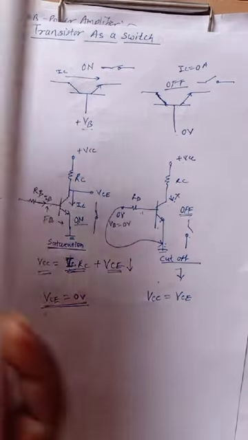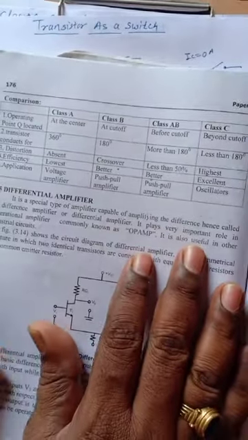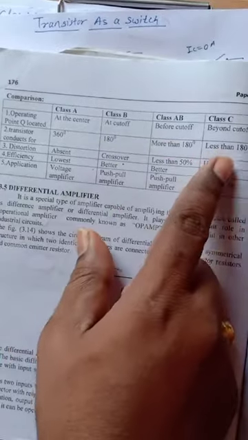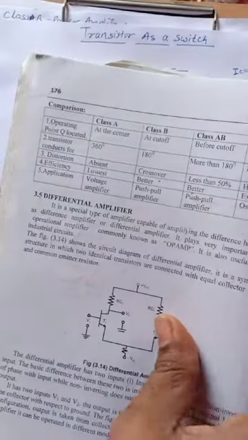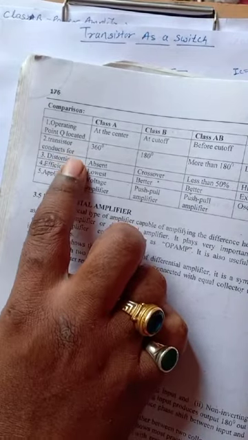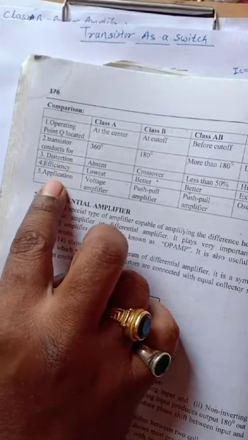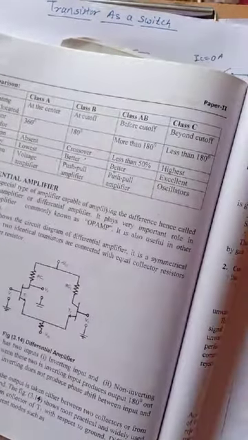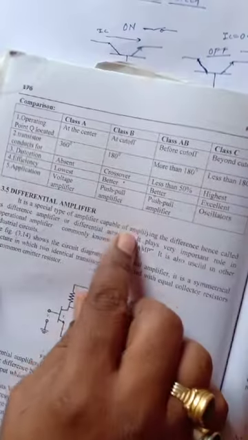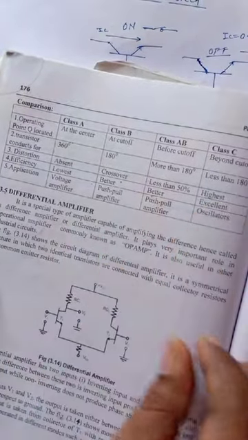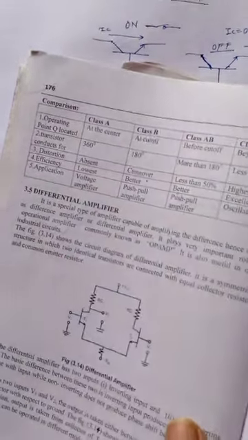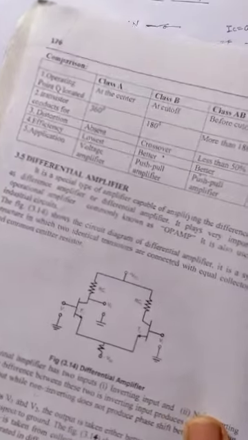Meanwhile, you have to study the comparison between class A, class B, class AB, and class C power amplifiers regarding Q point location, transistor conduction, distortion, efficiency, and application. We saw all these factors. You have to observe this comparison between these four types of power amplifiers. The differential amplifier we are going to study in the 12th standard. So now this chapter is over.